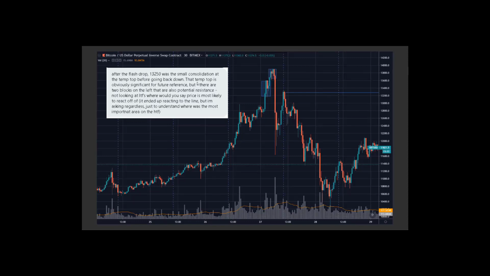Bitcoin, after the flash drop, 13,250 was the small consolidation at the temporary top up here before going back down. That temp top is obviously significant for future reference, but there are two blocks on the left that are also potential resistance.